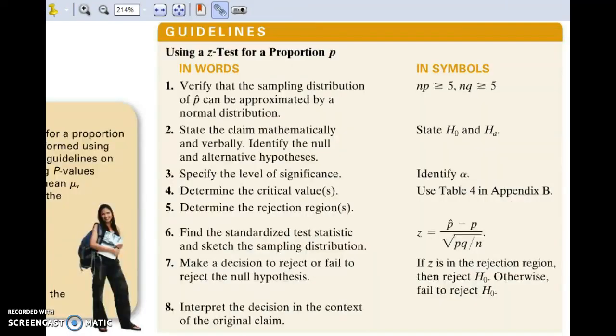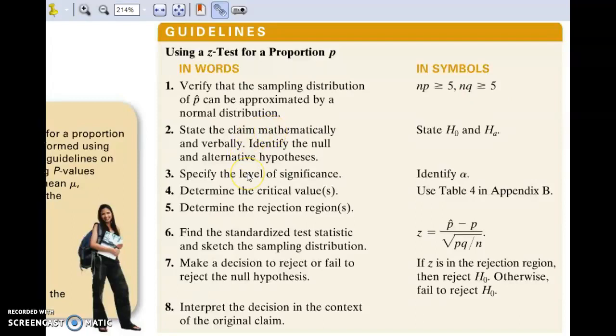Anytime we're looking at the sampling distribution of proportions, it's going to be the normal distribution. We have to do this check first. So whatever the population proportion is times our sample size, that needs to be greater than or equal to 5. And Q is the complement of P. So if P is 30%, Q is 70%. Okay, and that multiplied by our sample size has to be greater than or equal to 5. So that is our very first check we have to do.